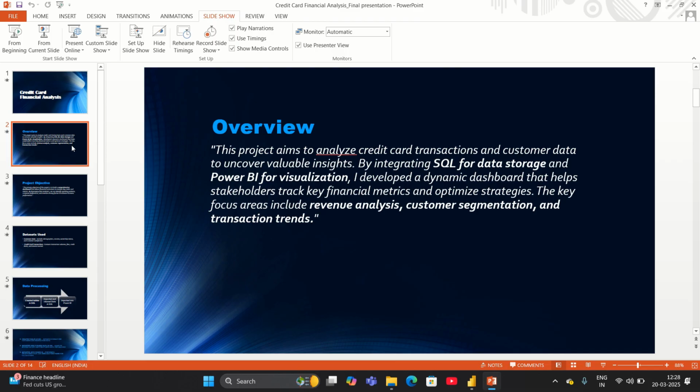Here is the overview of this project. This project aims to analyze credit card transactions and customer data to uncover valuable insights. By integrating SQL for data storage and Power BI for visualization, I developed a dynamic dashboard that helps stakeholders track key financial metrics and optimize strategies. The key focus areas include revenue analysis, customer segmentation, and transaction trends.